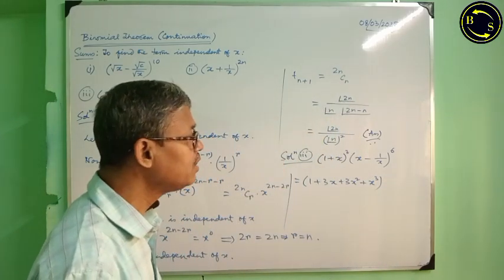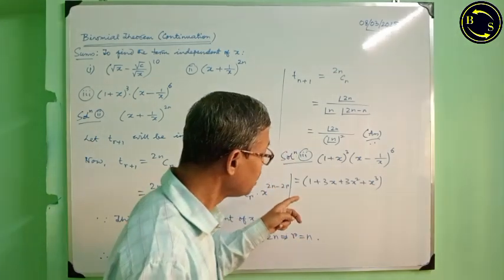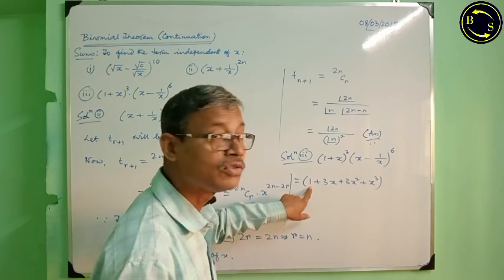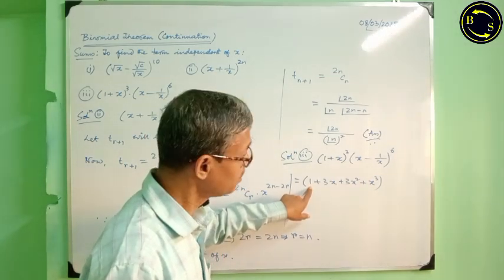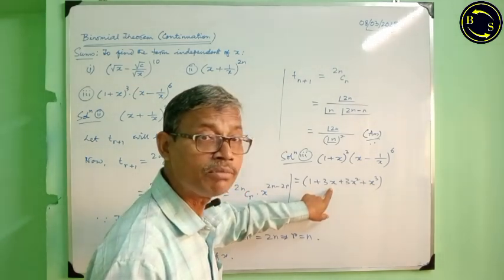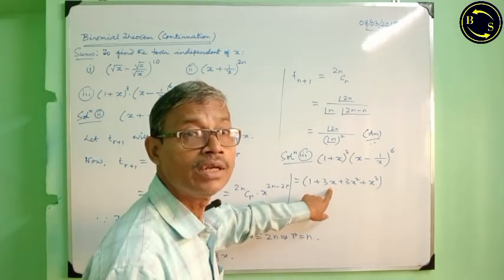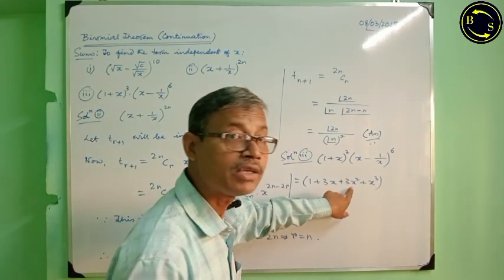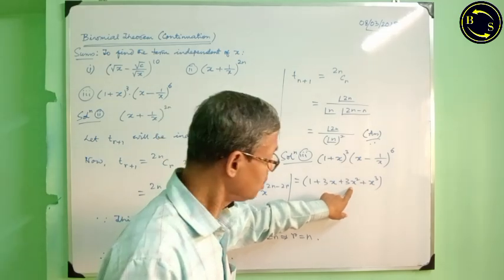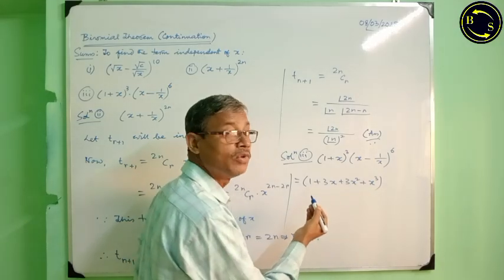Since we have to find the term independent of x, if we consider each term, this term is to be multiplied with a constant so that that term will be independent of x. This term is to be multiplied with the 1 by x term so that that term will be independent of x. This term is to be multiplied with the 1 by x square term, like this. That is why we have to write the full expanded form.